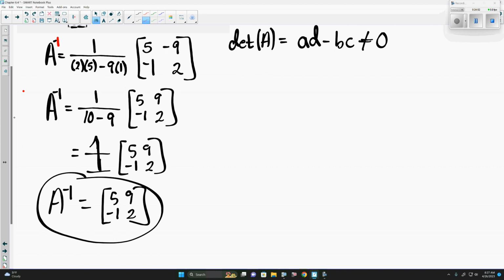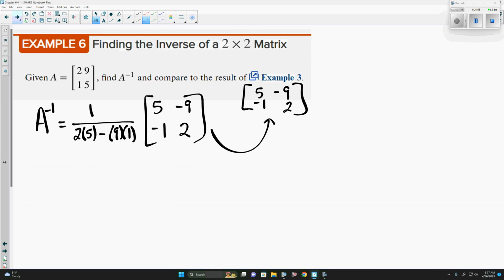So every time, they flip the first and second one, and the other ones become negative. Yes, and it works out that way every single time.